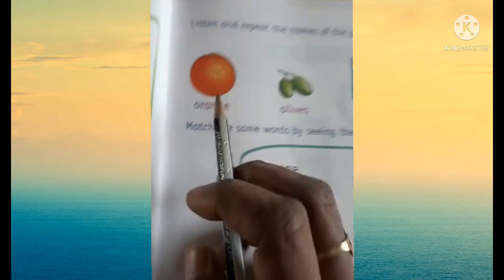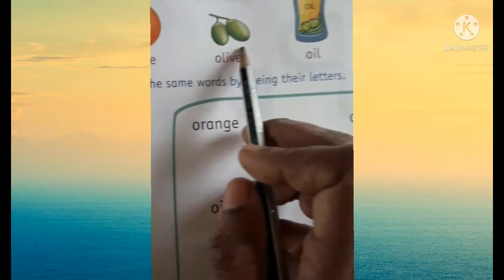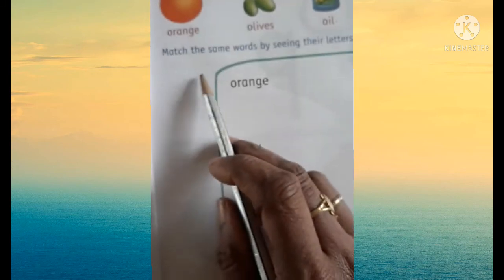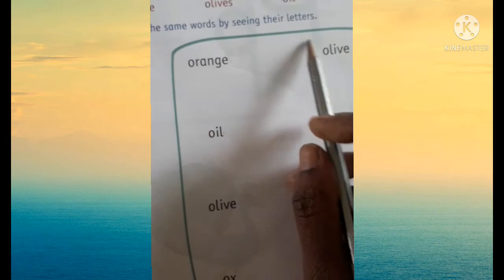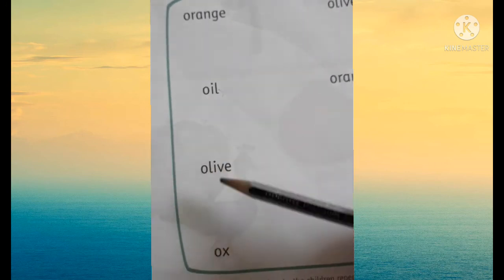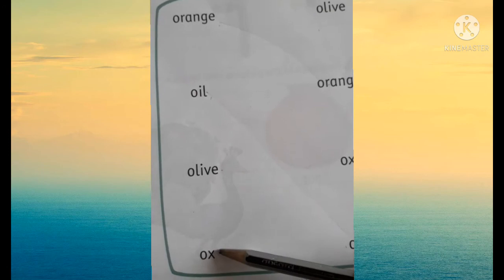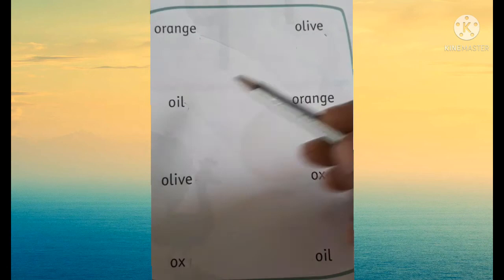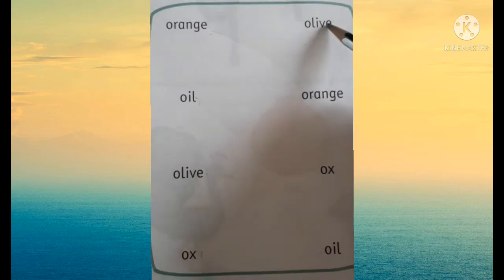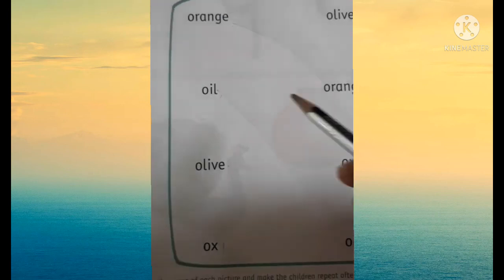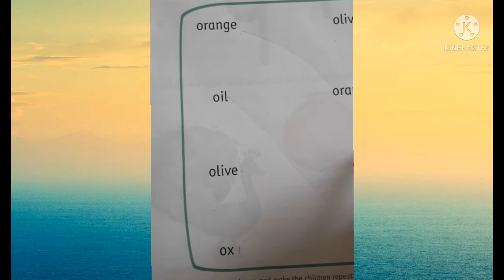Okay. O for orange. O for olives. O for oil. O for ox. Match the same words by seeing their letters. Firstly, I read all the letters. O for orange, O for oil, O for olive, O for ox. Look at the other side. Here are same words. Olive, orange, ox, oil. So you have to trace, match the same words.